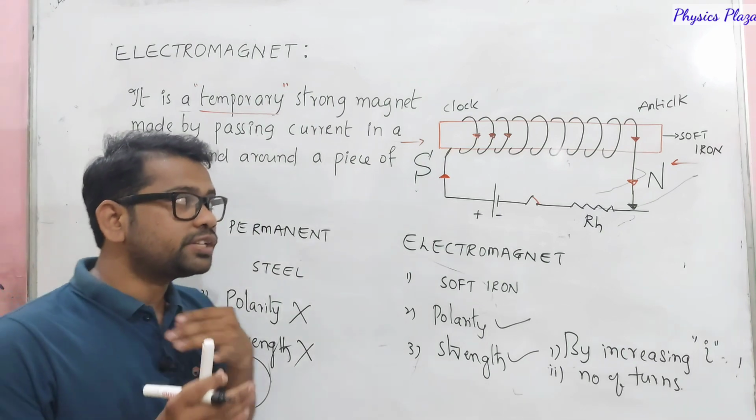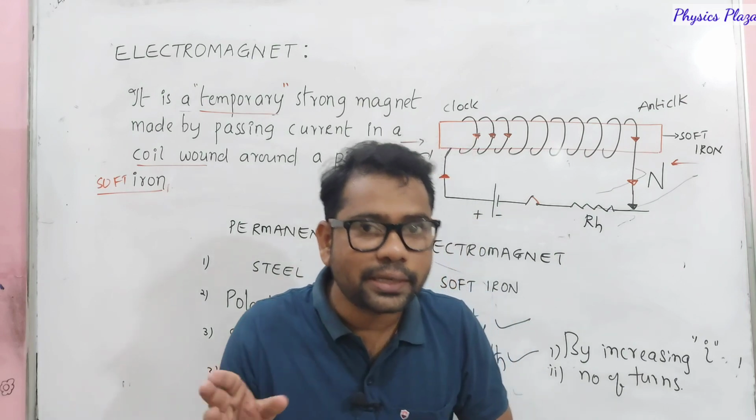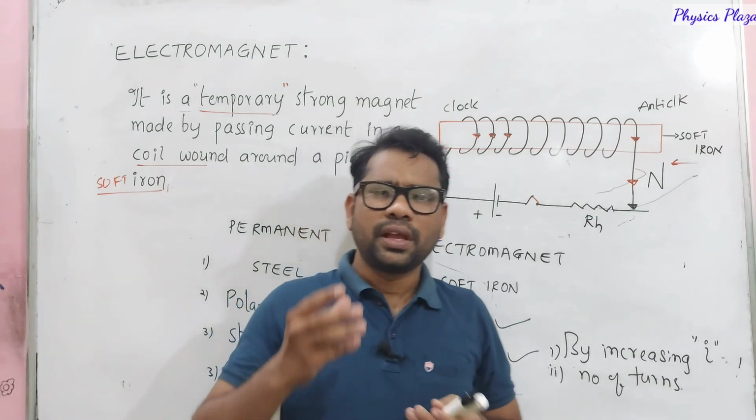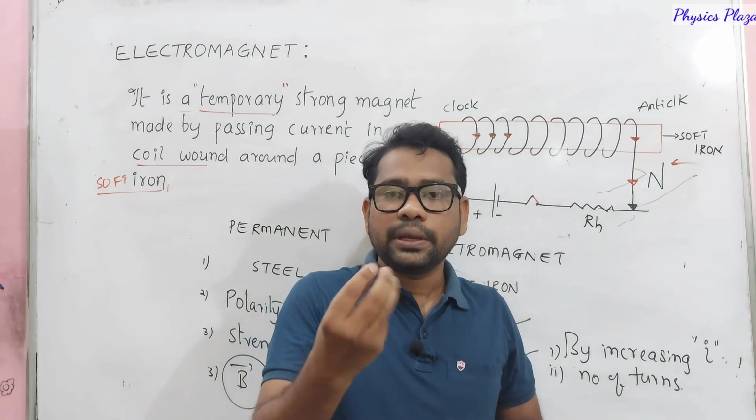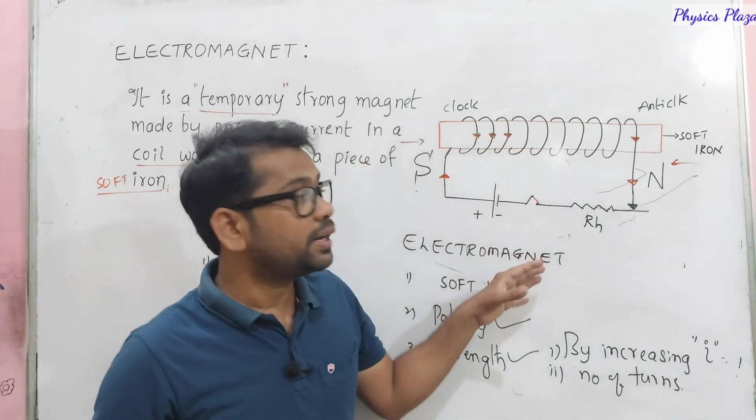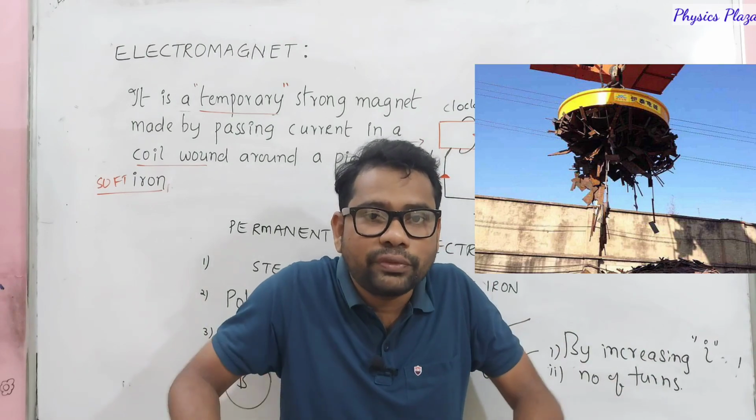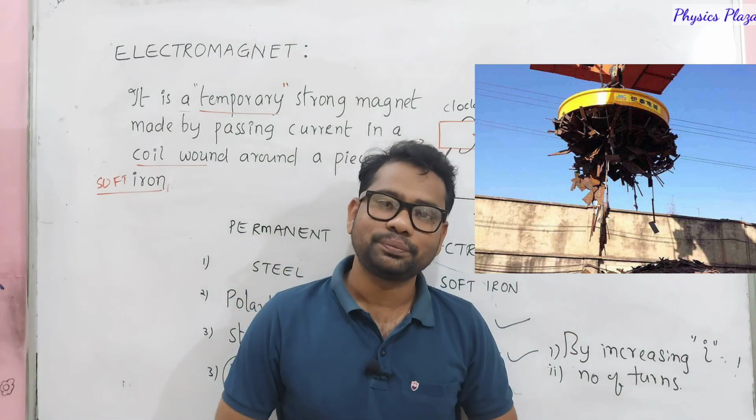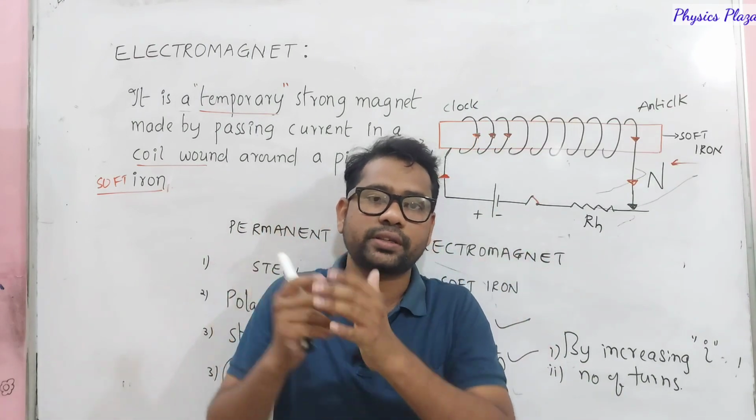And children, applications are also very important. Where we can use electromagnets. Children, electromagnets are used in various ways actually. One of the important things is that electromagnets are used in cranes, electric cranes, children, in order to lift the heavy iron blocks. Heavy iron blocks, electromagnets are used in the electric cranes.